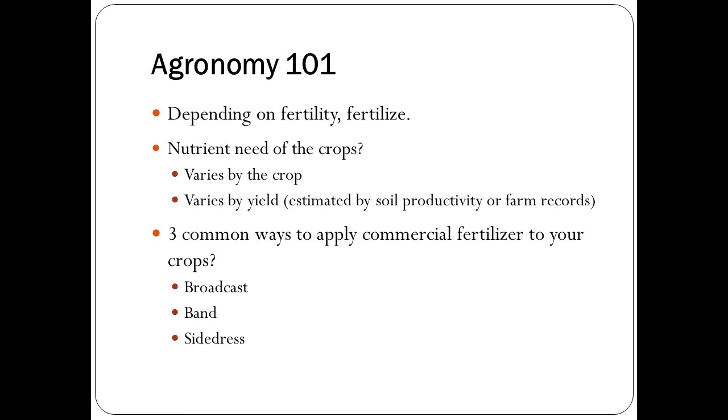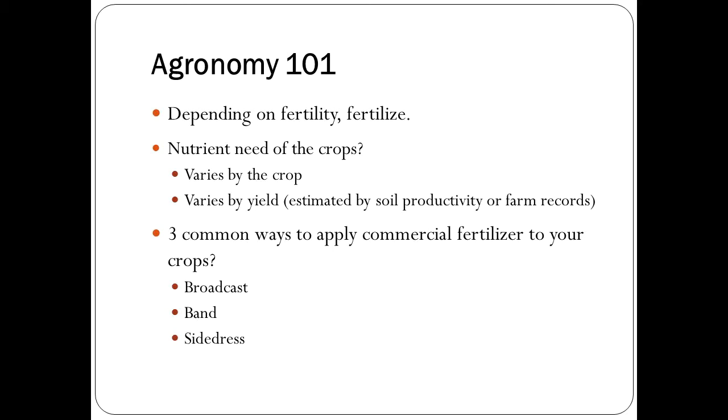The nutrient needs of the crops, especially for nitrogen, also varies by yield, and we estimate yield from soil productivity, or farm records if you happen to have good records going back several years on yield from your fields. But generally speaking, and when you're starting out, you're going to look at those soil survey maps, you're going to identify the soil productivity group of your particular soils, and then use that to estimate the yield of the crop that you're planting in that field.